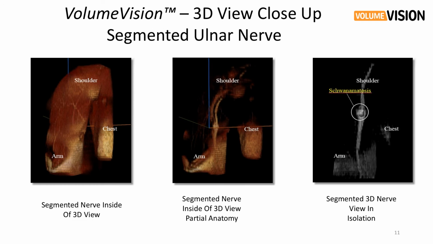Here we show an example of an MRI series that was reconstructed in our software with the shoulder, arm, and chest, looking for ulnar nerve pathology. Here's the 3D reconstructed nerve in the middle, and you can see that there's a small sphere in the middle of the nerve. That's the schwannomatosis, which is the pathology, and here it is with the anatomy taken away over top so that it can just be looked at in isolation.